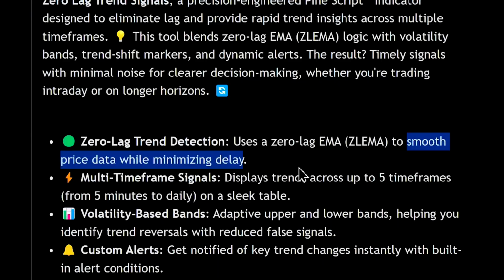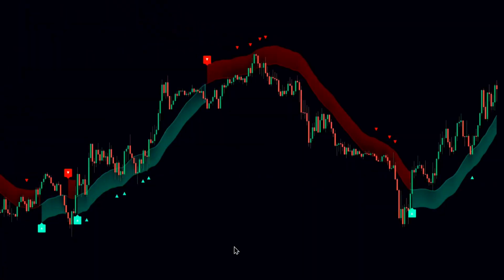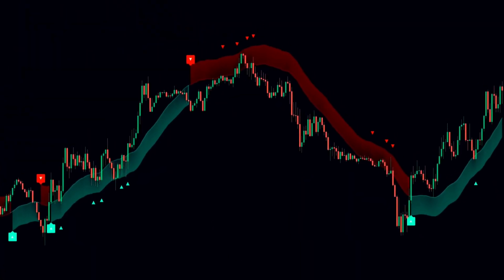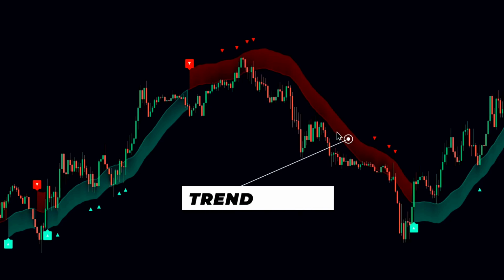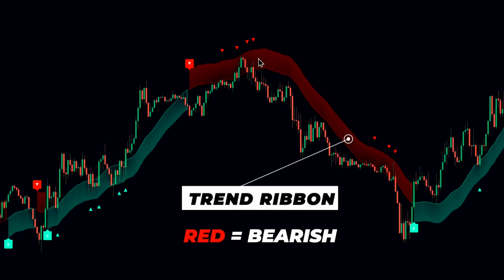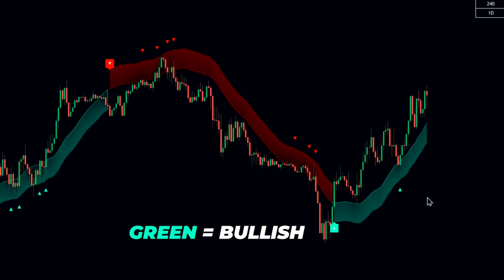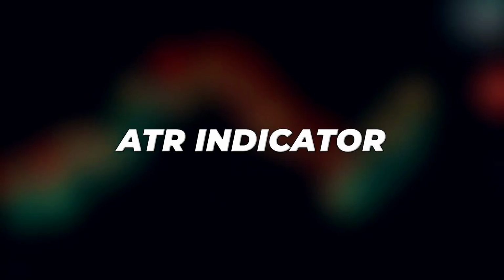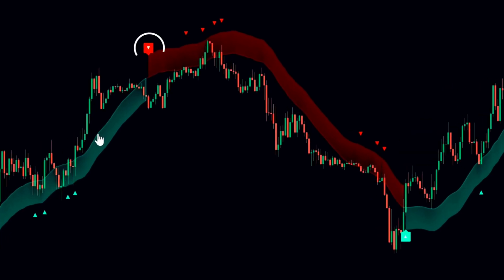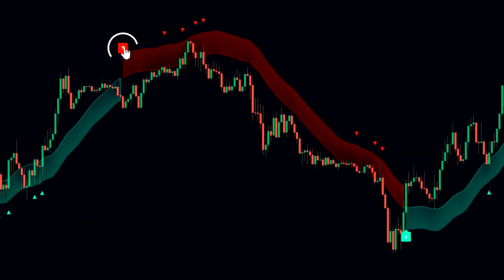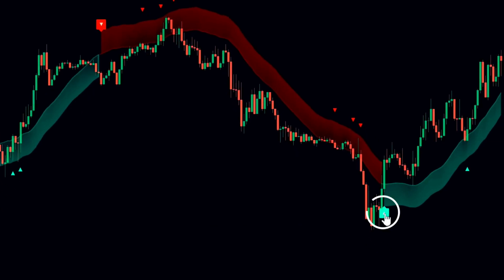Looking at the indicator, it's super straightforward and includes the following components: the trend ribbon, which switches between red for bearish trends and green for bullish trends. It's based on the average true range, ATR, helping filter out false signals. Red and green arrows indicate transitions between bullish and bearish trends. A red arrow shows a shift from bullish to bearish, while a green arrow shows the opposite.